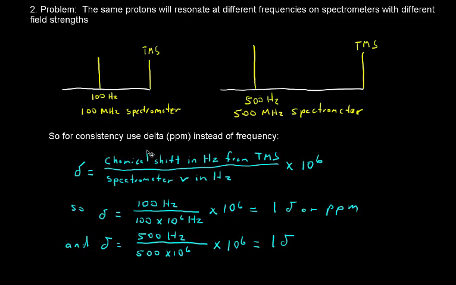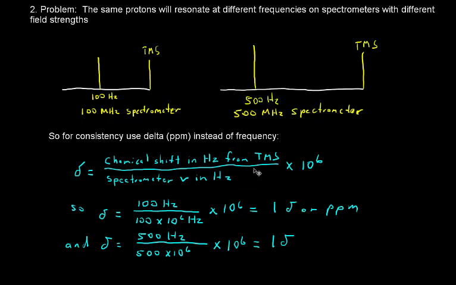And that way is using what are known as delta units, also known as parts per million. So we do this for consistency. Delta, or parts per million, is calculated as the chemical shift in hertz from TMS, so that would be 100 hertz here, divided by the spectrometer frequency in hertz. So if we've got a chemical shift of 100 hertz on a 100 megahertz spectrometer, that goes in the denominator. 100 times 10 to the 6th is 100 million. That's 100 megahertz. Times a million gives us our chemical shift in delta, or parts per million. And the reason it's called parts per million is this 10 to the 6th.